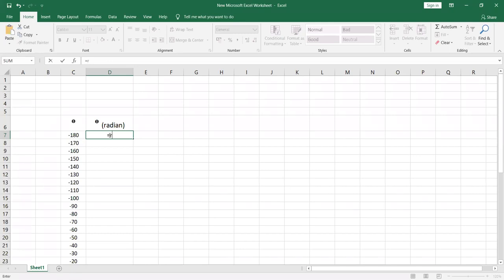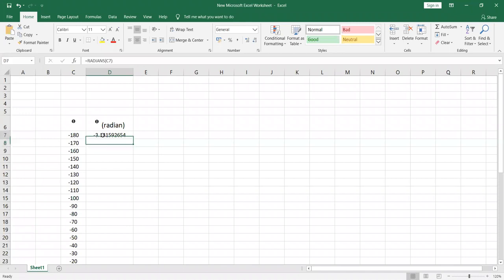Radian, so we have to write radian. The radians function will appear here. Just double click on this. Then inside this bracket we have to select the angle. Now select this angle, -180. Okay, and then close the bracket with Shift and 0. Then it will close the bracket, and then enter.